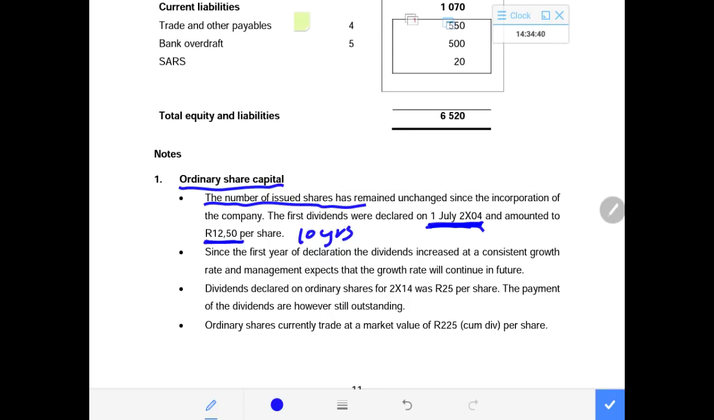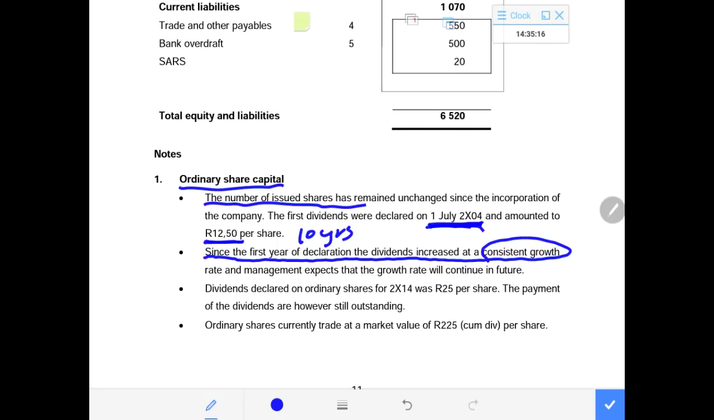I don't want to do it now because it might not make sense perhaps to some students yet. Then it says, since the first year of declaration, the dividends increased at a constant growth rate. So now this is what we call a constant growth rate. The question clearly states that it is a constant growth rate. So now there is a formula for the constant growth rate method, where we can use that to calculate some cost of equity.